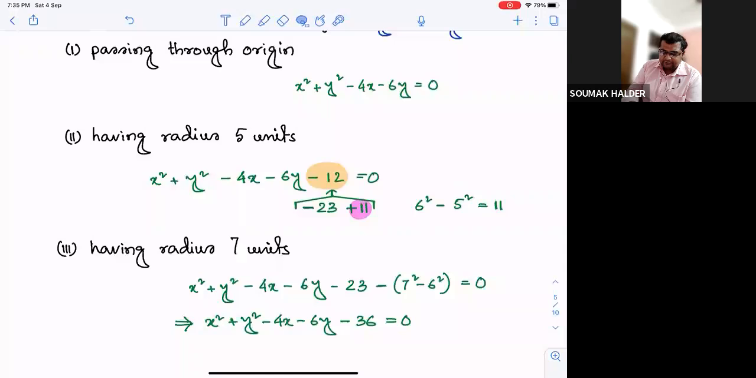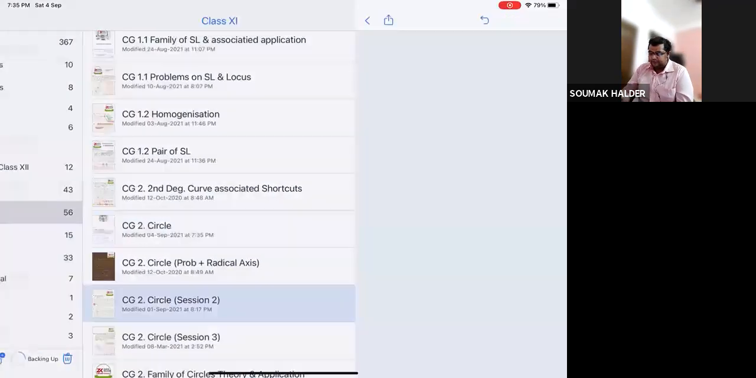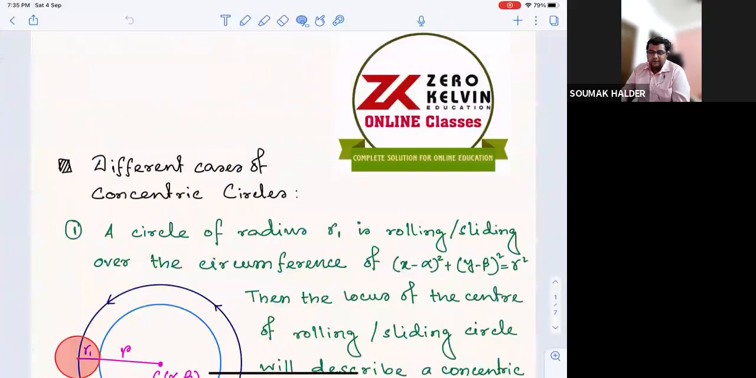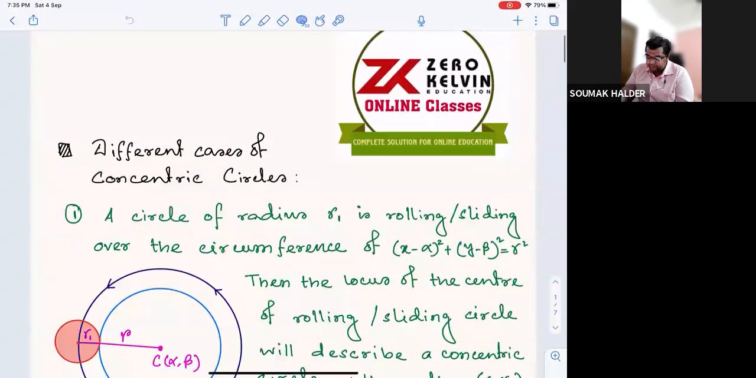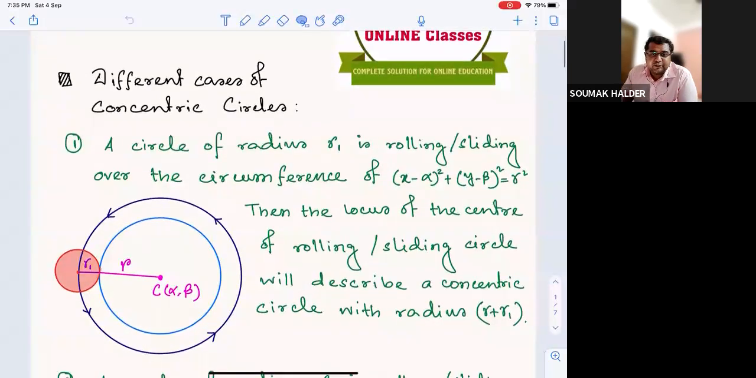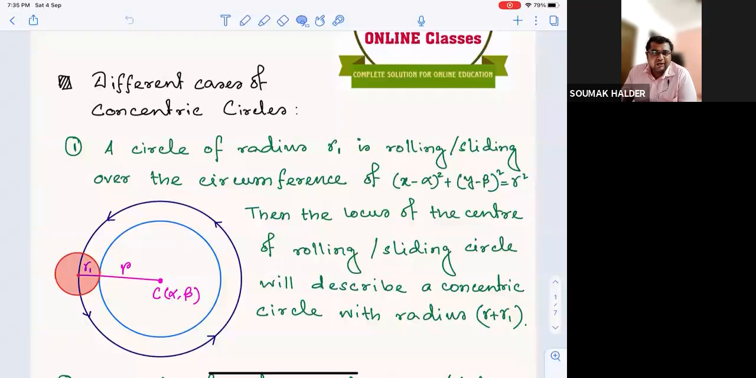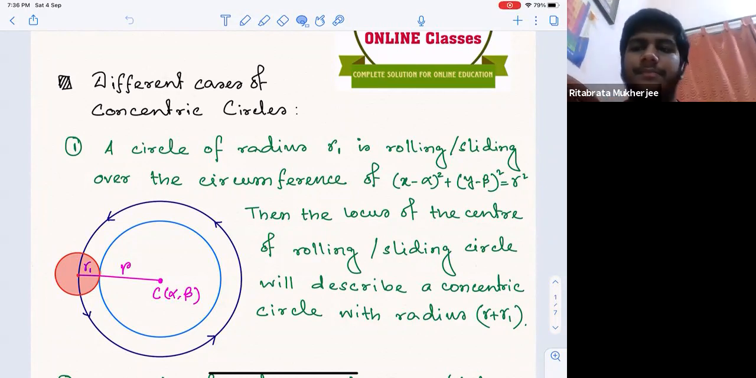Okay. Now let us have some more examples with concentric circles. Like if we consider that there's this light blue circle having center at alpha comma beta and radius r, and there is a red circular disc rolling over the circumference of this light blue circle. And if the radius of this red circular disc is r1, the center of the rolling circle will describe a concentric circle with new radius r plus r1. Is it okay with everyone?